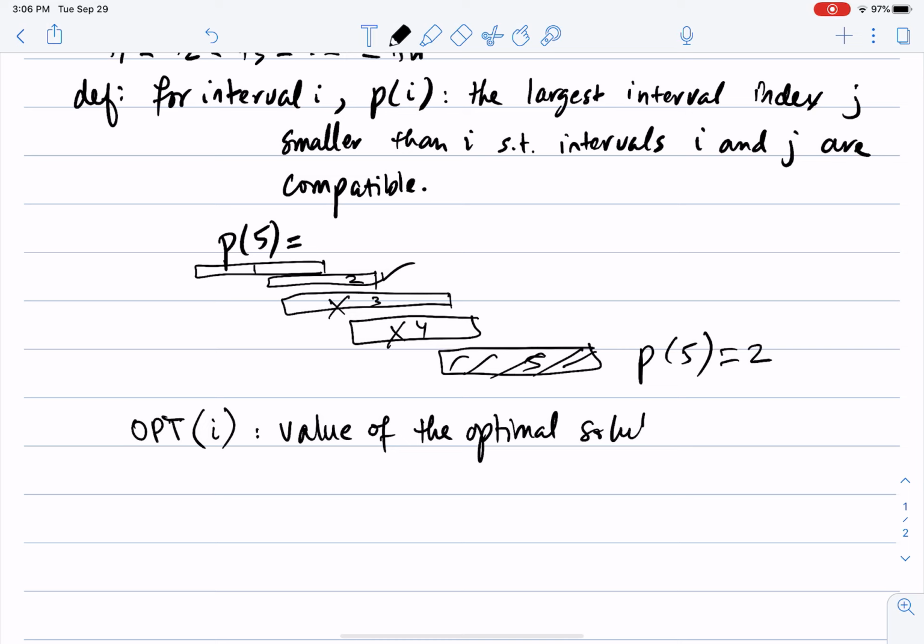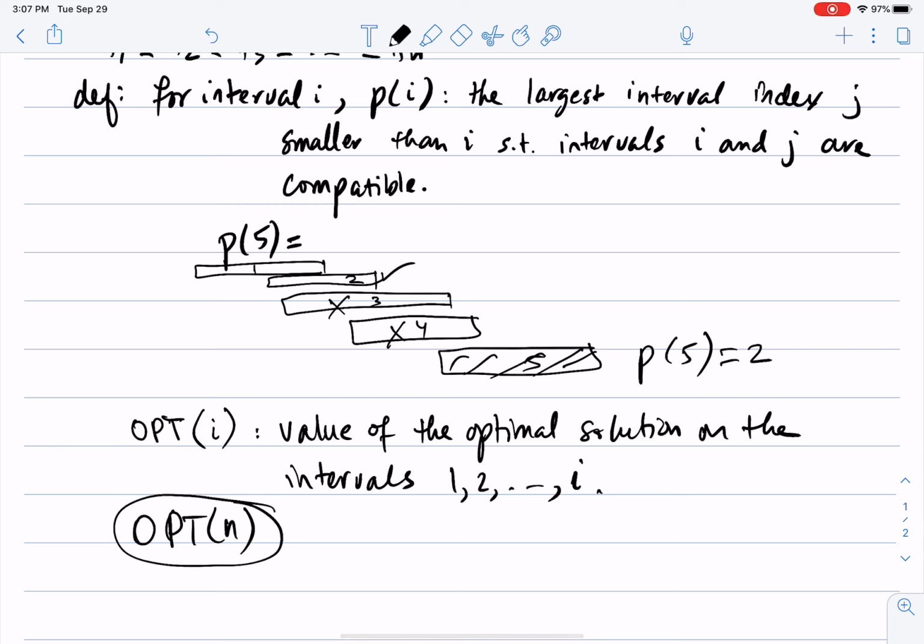to the problem on the intervals 1, 2, all the way to I. Okay, please look at this carefully. I'm defining opt of I as the value of the optimal solution on the intervals from 1 to I. If we define it like this, then the solution to the problem we are interested in is going to be opt of n, right? So opt of n is the value of the optimal solution on the intervals from 1 to n, which is really what we want to solve.